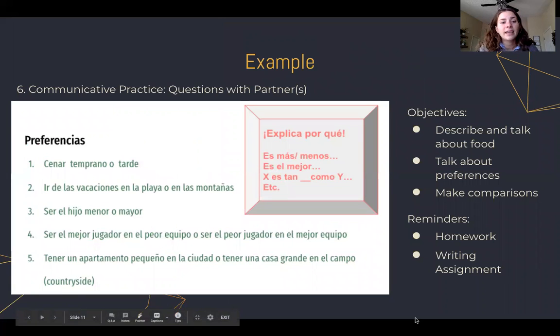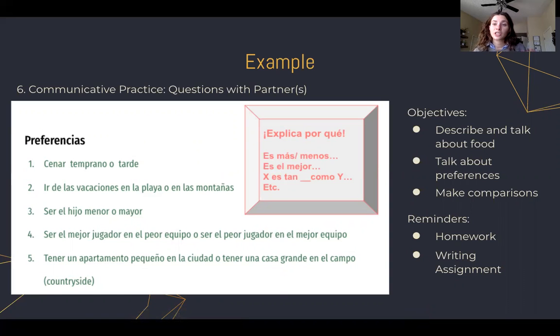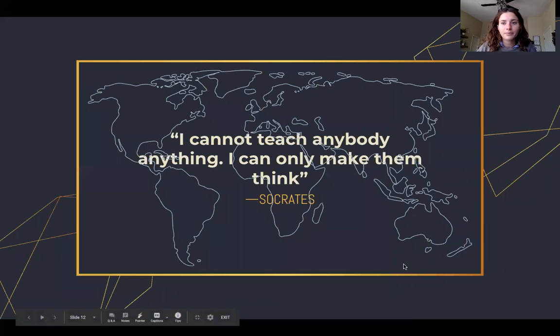And then to wrap up the lesson, we did this last communicative practice. So it was just a little bit more about preferences, tying it back. And then I also encouraged them to explain why they prefer one thing over another using what they were learning in the chapter, but also allowing students who were maybe more advanced to go into a lot more detail about why they preferred one thing over another. And then to conclude, we went back over, I just show the objectives again. We're working on describing, talking about food, preferences, and comparisons. And then I always end class with reminders. So for this class, it was just homework and then a writing assignment they had coming up.